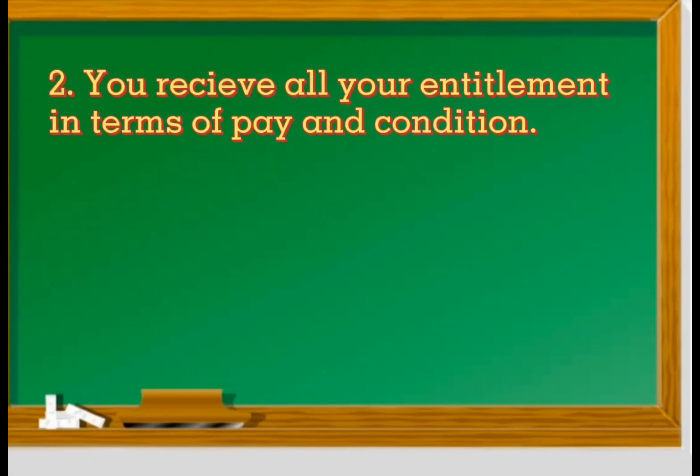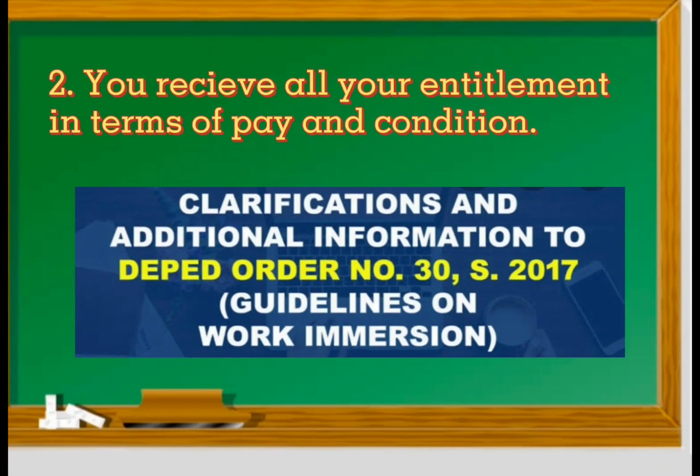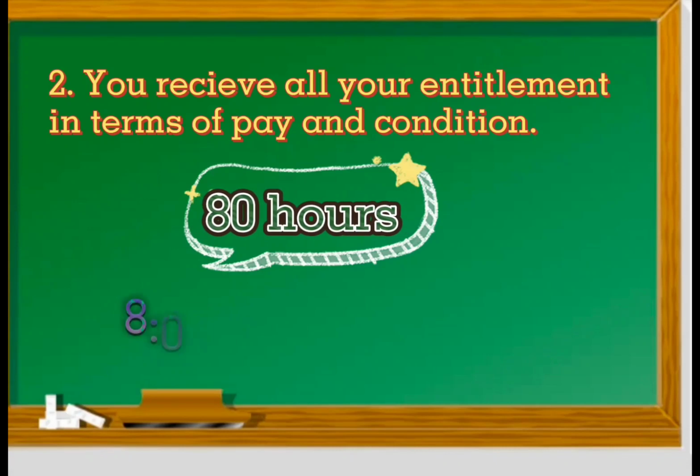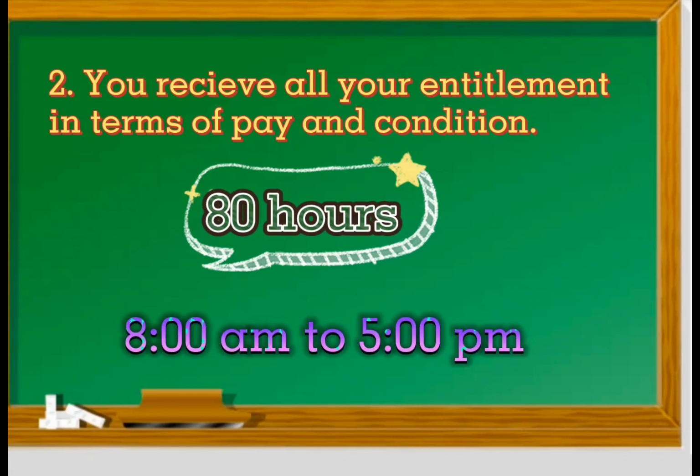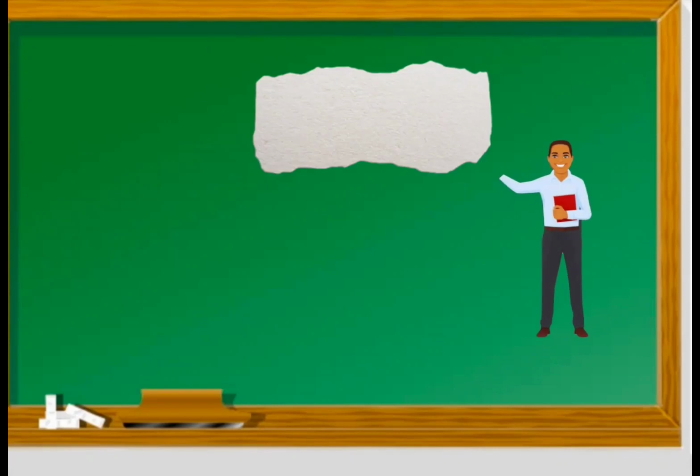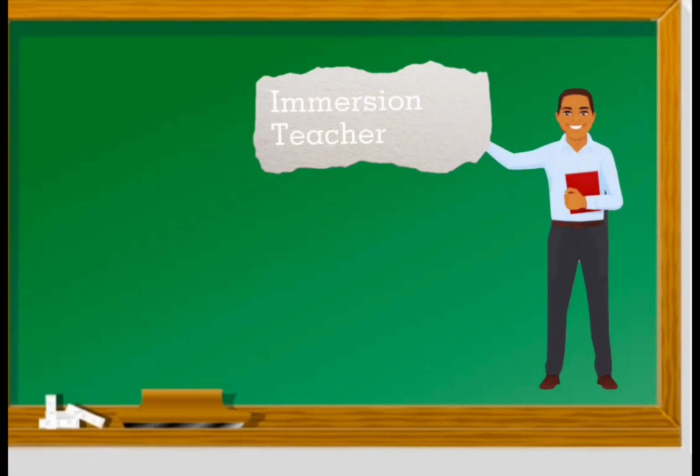Number 3, you receive all your entitlements in terms of pay and conditions. In your immersion program, all of you are required to render 80 hours. That means you will be working 8 hours a day, from 8 o'clock to 5 p.m. But the company will not give you a salary, so never expect to have it. But then the company may give you some incentives for what you work for. For clarification, as an immersionist, you may ask your immersionist teacher and your supervisor.